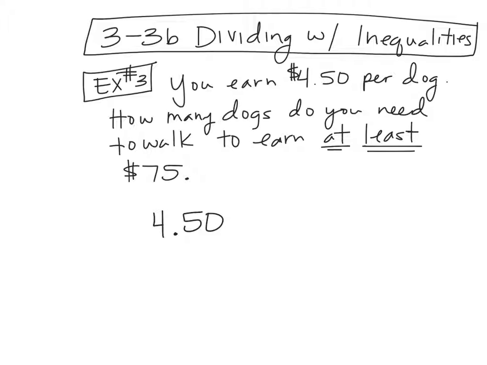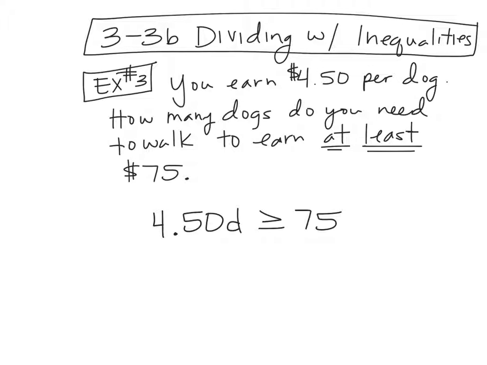Okay, so 4.50, what do we have to do with that 4.50? Add, subtract, multiply, divide. What's our variable? What are we talking about here? Dogs, right? We're talking about dogs. So if we call it D, it's 4.50 per dog. So 4.50 times the number of dogs, right? Ryan said it's got to be greater than or equal to. Do you agree with that? 4.50 times the number of dogs has to be greater than or equal to what number? 75. If we want to earn $75, that would be our setup.